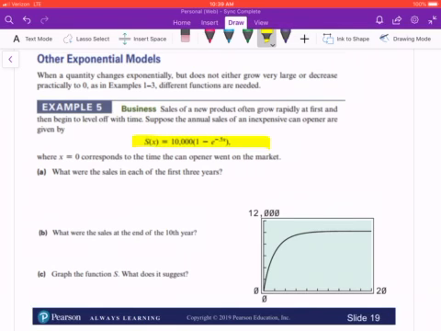And for x equals 0, that corresponds to the time the can opener went on the market, so when it started being sold. So what we need to figure out first is what were the sales in each of the first 3 years. Since x equals 0 corresponds to the beginning of the can opener, after 3 years we're going to make x equal to 3, and therefore we're going to find s of 3.